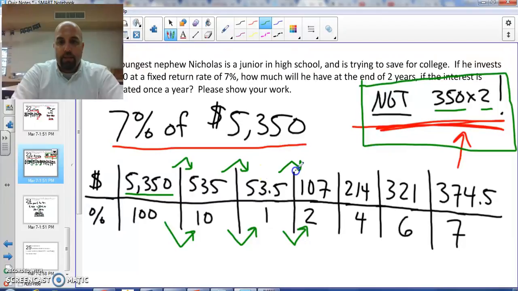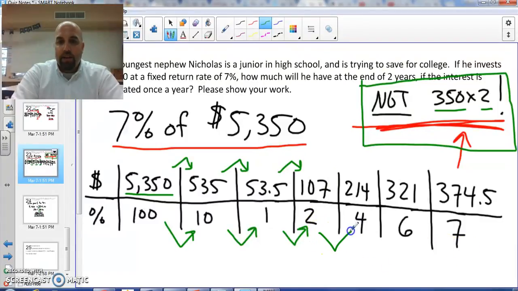So I'm going to double 53 and 5/10 times 2. Well, 50 times 2 is 100. 3 times 2 is 6. And a half times 2 is 1. 100 plus 6 plus 1 gives me 107. Hey, that's a pretty nice number to deal with. That's not so bad. All right, again, I'm looking for 7 here.